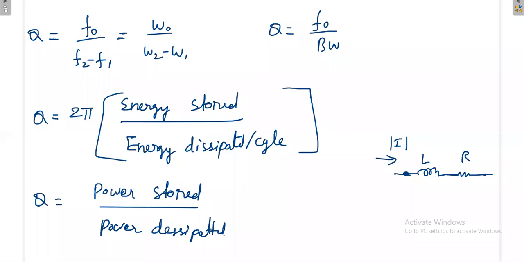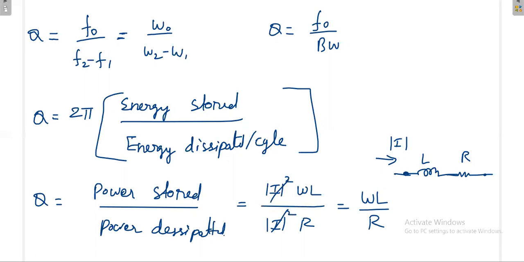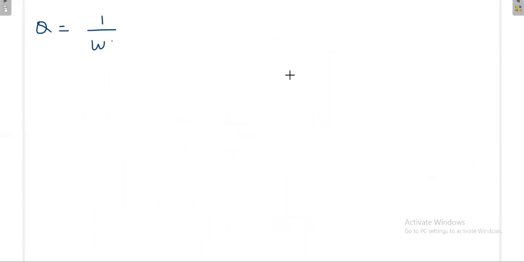Power is with respect to one cycle, and energy is with respect to the total duration. In one cycle, what is the energy that it can store? The energy stored by the inductor depends on the current I squared and the reactance of the inductor, which is omega L. The power dissipated by the resistance is simply I squared R. So omega L divided by R is the quality factor of the practical inductor. For a capacitor also you can find it: the quality factor is equal to 1 by omega C R.